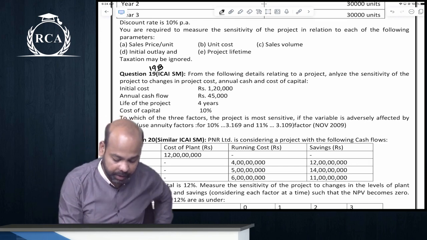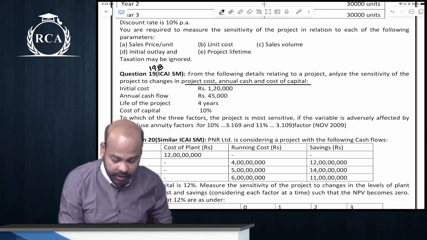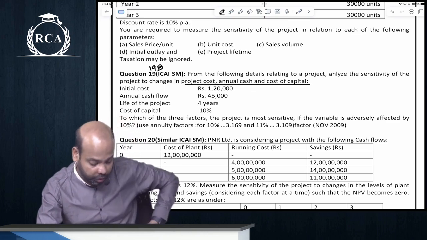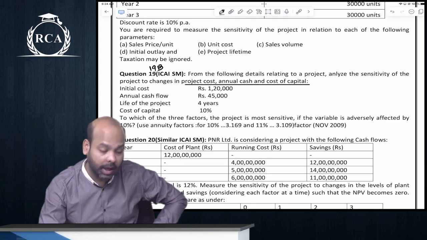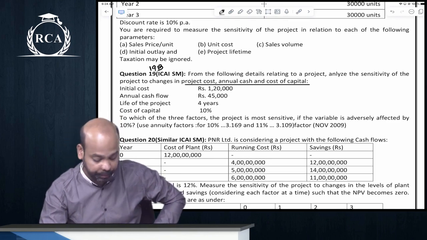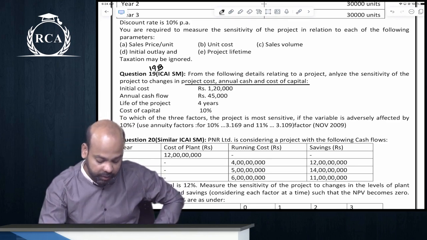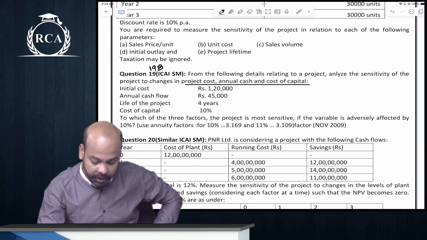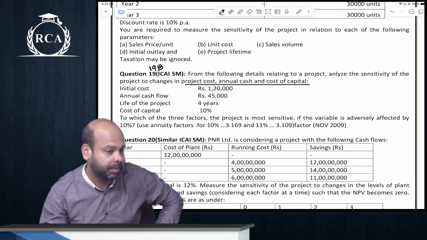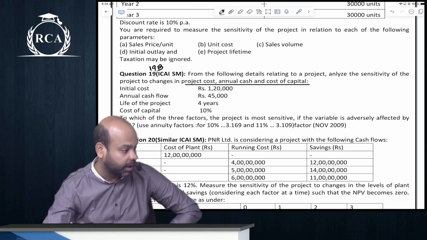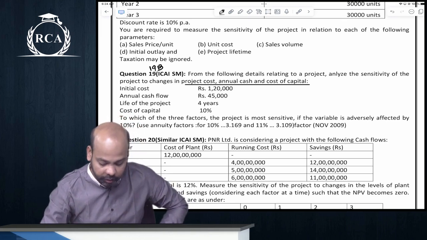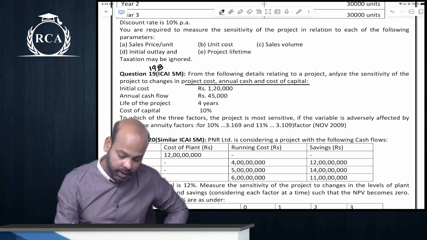and cost of capital. There are three factors to be considered, guys: project cost, annual cash flow, and the cost of capital. To which of the three factors is the project most sensitive if the variable is adversely affected by 10%? Yesterday we did adversely impacted by 2.5%. Now we have to do adversely impacted by 10%.